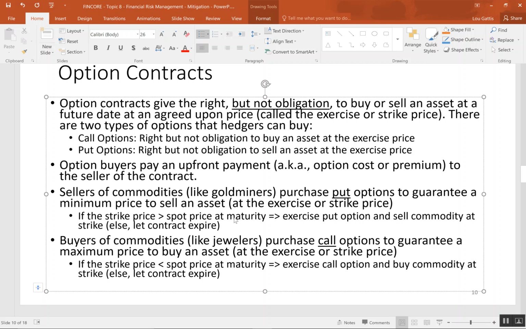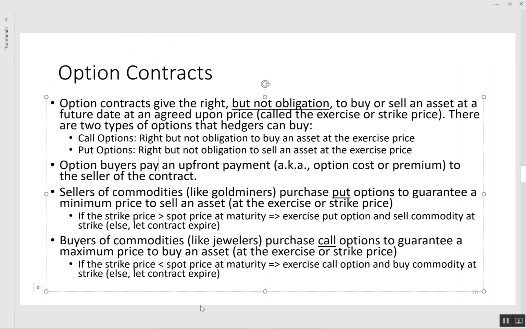Otherwise, he just walks away and there's no payoff. And so same with Samsung. Samsung would have a contract. It wouldn't be with Todd Hoffman, but it would be with another institution that has a call option to buy gold. And it would only exercise if the strike price of that option is less than the price in the market at the maturity of the option.